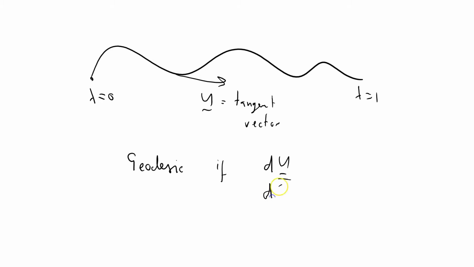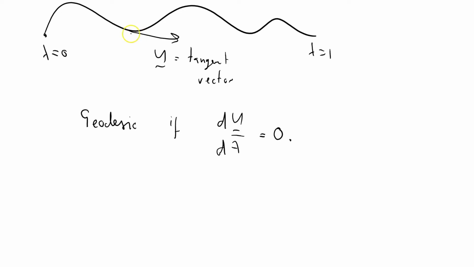In screencast 49, I was defining a path with a tangent vector u between two points, lambda equals 0 and lambda equals 1, and I defined it to be a geodesic if du by d lambda equals 0. What that was trying to say was that the tangent vector itself was constant as you moved along the curve. I'm going to generalize that ever so slightly now.